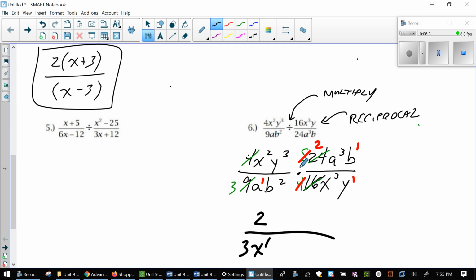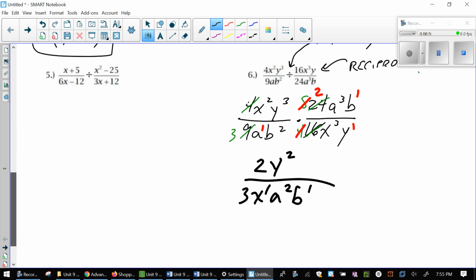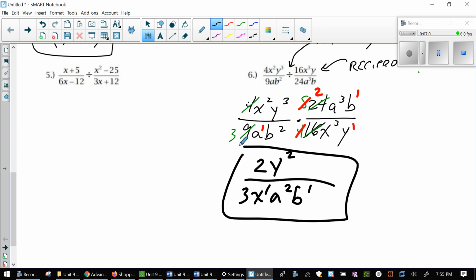We got those guys. Y's, we have a y cubed on the top. We have a y to the first. 3 minus 1 is 2, so that gives me a y squared on the top. All right, so that took care of my y's. A cubed on the top, a to the first on the bottom. 3 minus 1 is 2, so that gives me the a squared on the bottom. And then b to the first on the top, b squared on the bottom. That's going to give me b to the first on the bottom. And that looks like everything for that one.